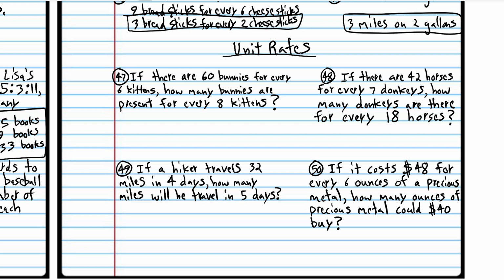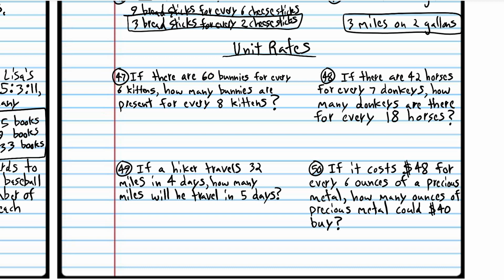So this problem is not easy to solve with the numbers that they're giving us. So we first have to find the unit rate, then we'll use that unit rate to find how many bunnies for every 8 kittens. So here's what we do. To find the unit rate, all we have to do is divide the 2 numbers that they give us.